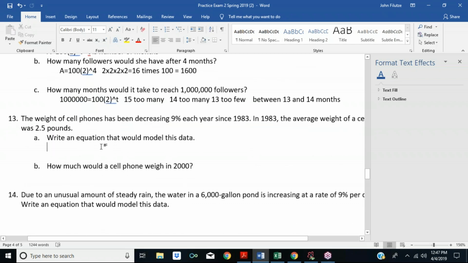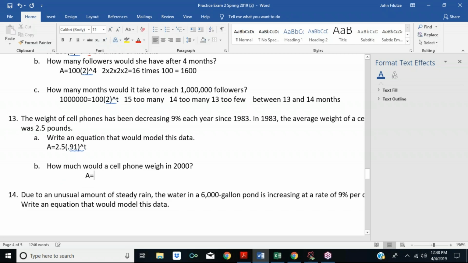And then same idea on the next one. A equals the starting weight, 2.5 pounds. It's decreasing 9%, so you could do 1 minus 0.09 or 0.91. And then to the t power. And so it wants to know how much it would weigh in the year 2000.